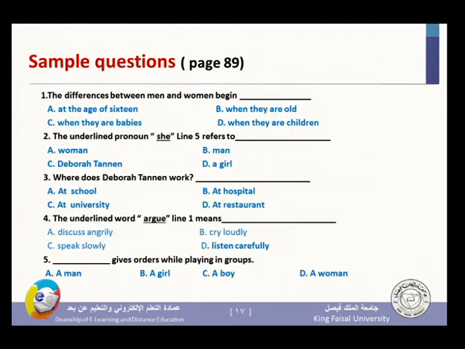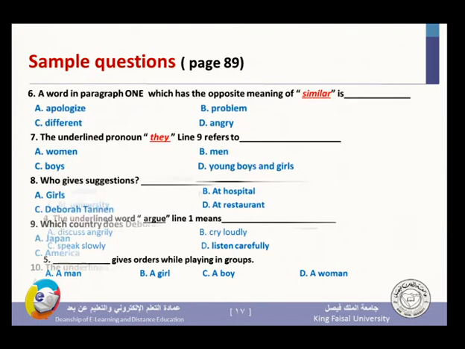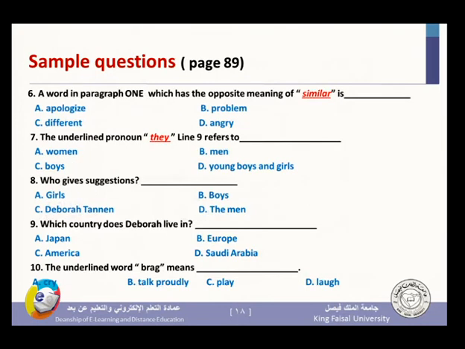A possible question is like this. For example, a word in paragraph 1 which has the opposite meaning of similar is apologize, different, of course different is the answer, problem or angry. This is one of the types of questions about words that you might have in the exam.